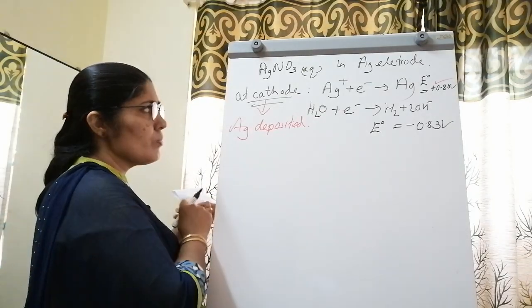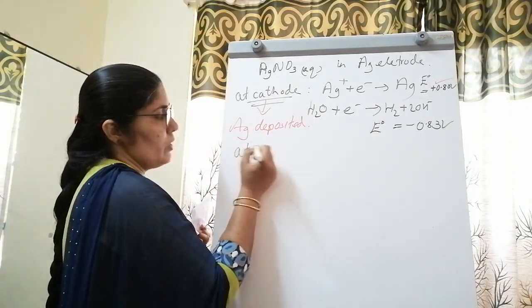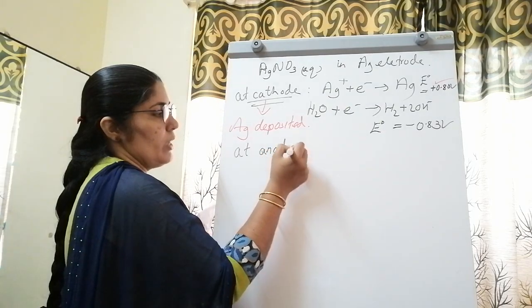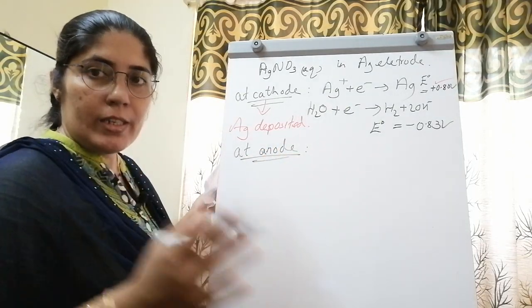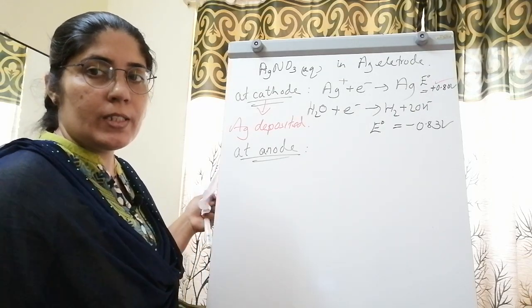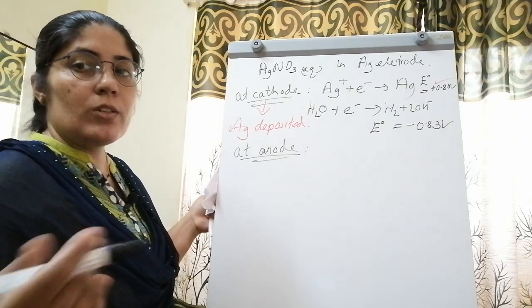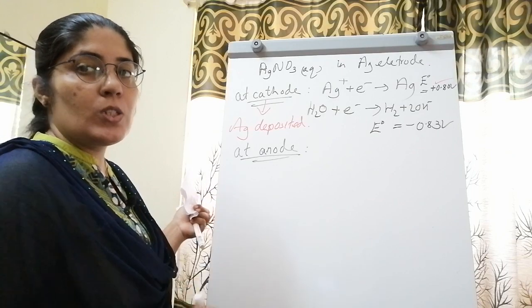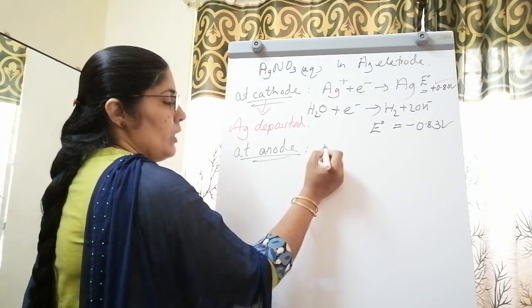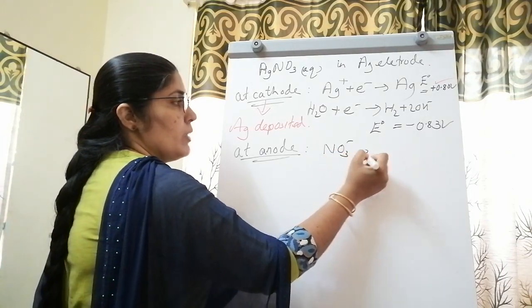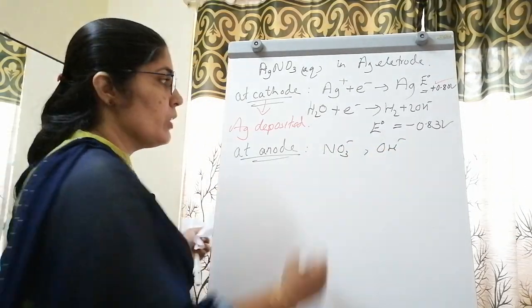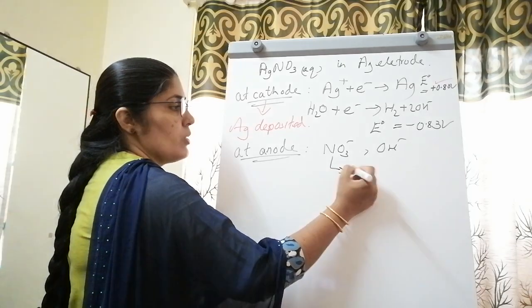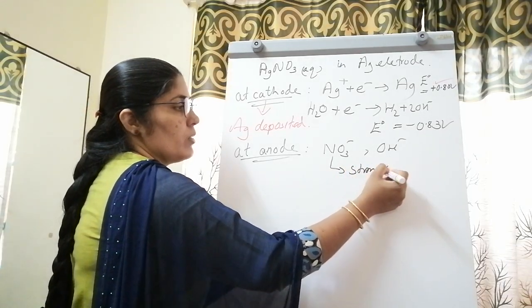Now, let's check what is going to take place at the anode. At the anode, because it is a positively charged rod and only oxidation takes place, the ions which move up to here will be the NO3 minus ion and the OH minus ion from water. Now here the NO3 minus is again a strong oxidizing agent.